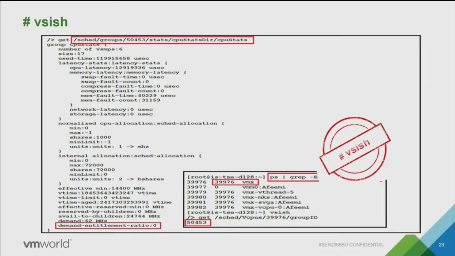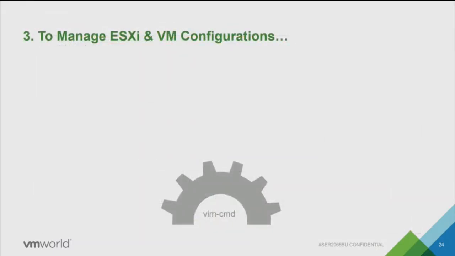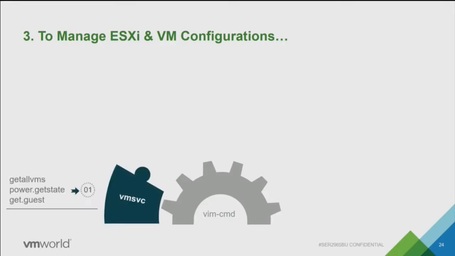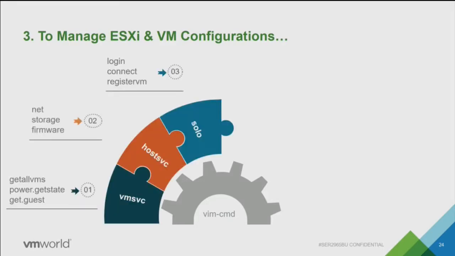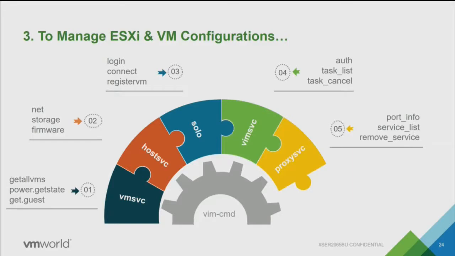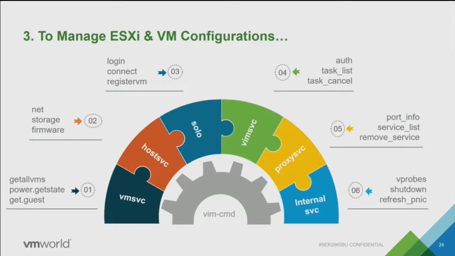Fair enough? So the third command that we're going to discuss is vim-cmd. I'm sure most of you would have used it at least once. It could be to register a VM. It could be to power on a VM. You can do all these things from the command line. One of the key pieces of information for vim-cmd that most people do not realize is that it is not just for powering on or powering off. Yes, you can do that as well.